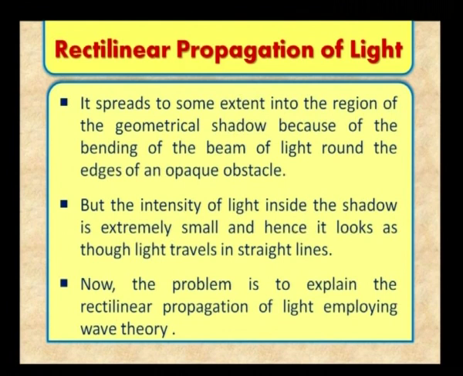So, it spreads to some extent into the region of the geometrical shadow, light actually bends, because of the bending of the beam of light around the edges of an opaque obstacle, but the intensity of light inside is extremely small. Fresnel and Huygens really proved that light waves bend around obstacles. Even though you see a shadow, there is light there, but the intensity is extremely small. That is why it looks as if a shadow, darkness, is obtained, but within the darkness there is some light of extremely small intensity. That is how one explains the formation of shadows on the basis of wave theory, because according to wave theory light should bend. Now, the problem is to explain the rectilinear propagation of light employing wave theory.